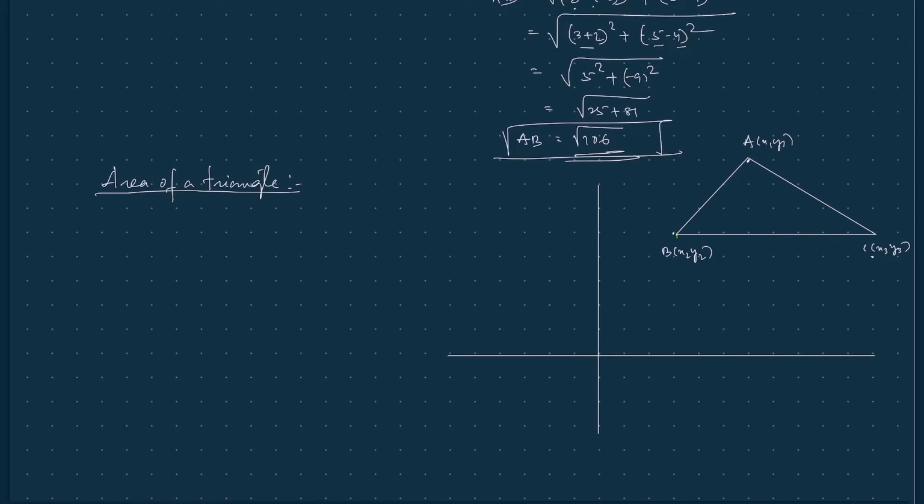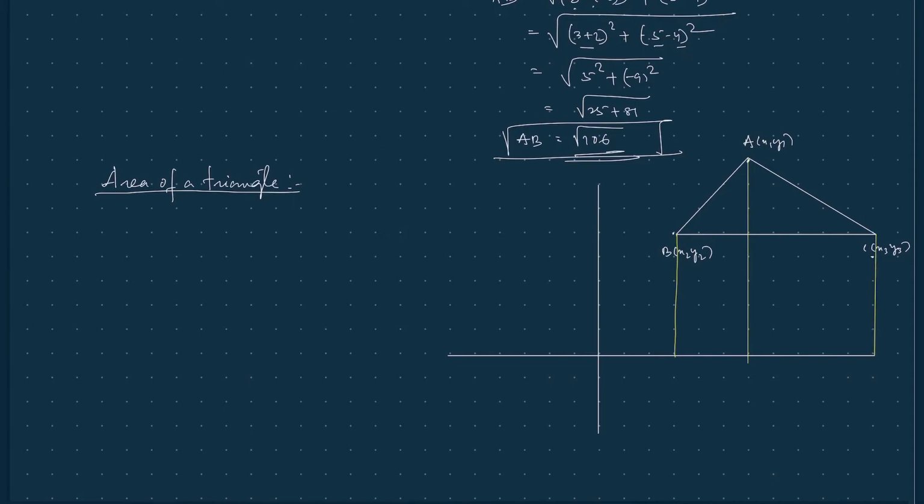I am going to draw a perpendicular from this point to the x-axis. Again I am going to draw a perpendicular from A to the x-axis. Now, can I do it like this? Okay, this is not exactly the correct one.